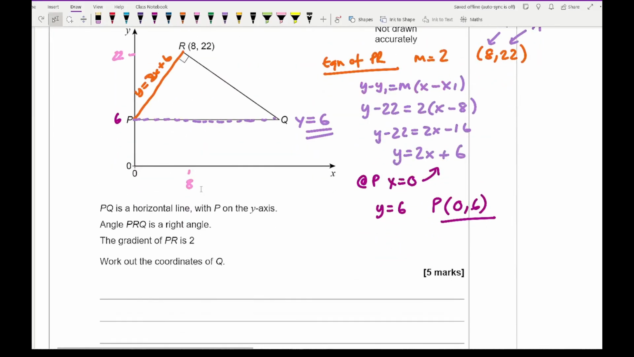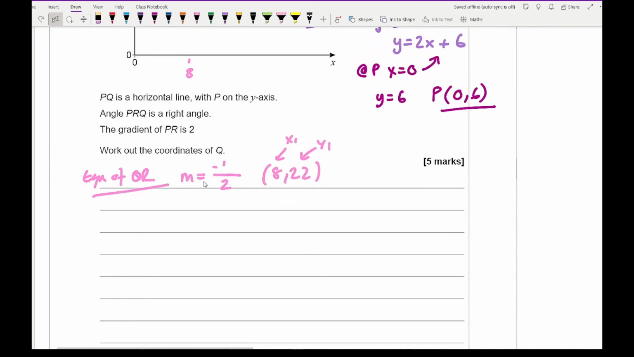Now what I then need to do is work out the equation of QR. Now the gradient is perpendicular, hence why they told you it's a right angle. So if the gradient of this orange line is 2, then the perpendicular gradient is going to be -1/2. Now again, I've got a coordinate that lies on the line QR, which is 8, 22. So using 8 as my x1, 22 as my y1, I'm then going to work out the equation of QR. So the equation of QR is going to be y minus 22 equals -1/2(x minus 8).